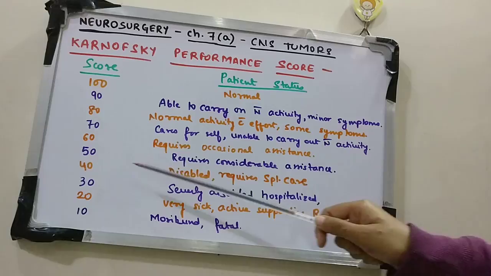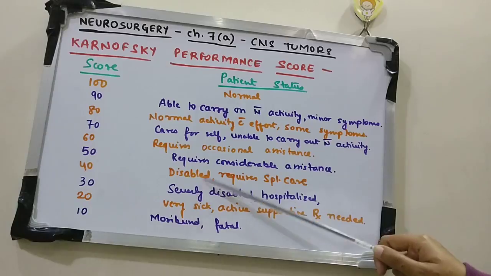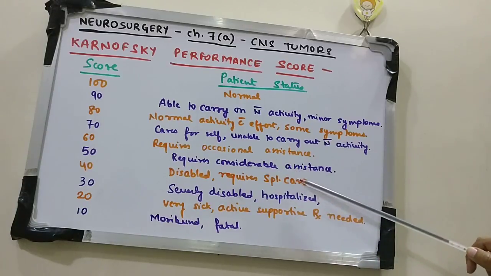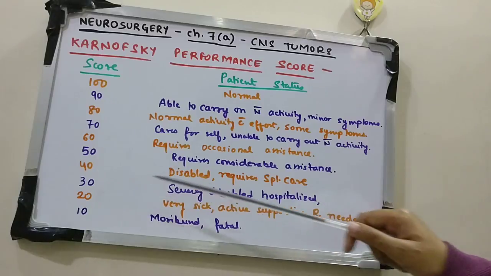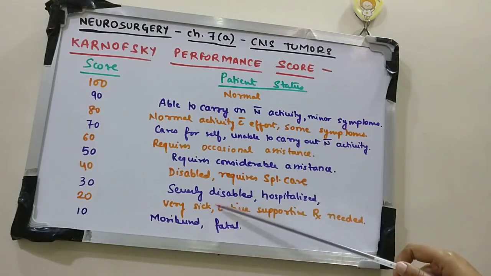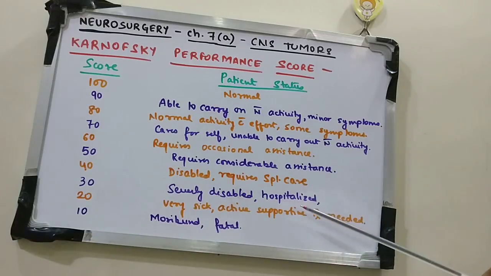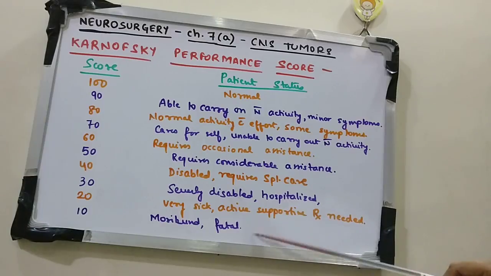A score of 40 in a brain tumor patient comes when the patient is disabled and requires special care and assistance. A score of 30 is for severely disabled patients who are hospitalized, but their death is not imminent. Death is not waiting for them, but they are very severely disabled. A score of 20 means they are very sick patients. They are going to require active supportive treatment. And 10 is for a moribund patient and the fatal processes are rapidly progressing. You cannot save them from dying, whatever you do, chemotherapy, radiotherapy, surgery, they're going to die of the brain tumor.